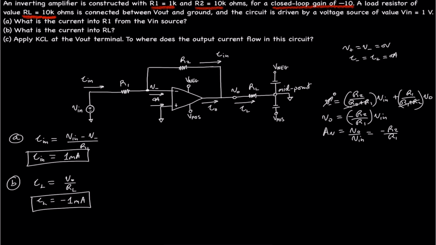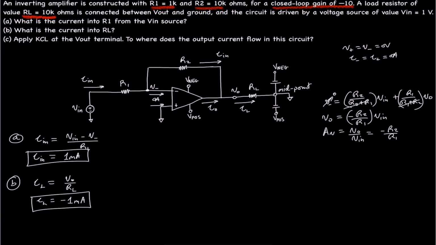We can then do part C. For C, we're asked to apply KCL at the Vout terminal. And we're asked where the output current flows in this circuit. So we need to figure out the direction of I0, which is the output current. And if the load current is negative, that means the direction for the load current should be opposite from the one we have.